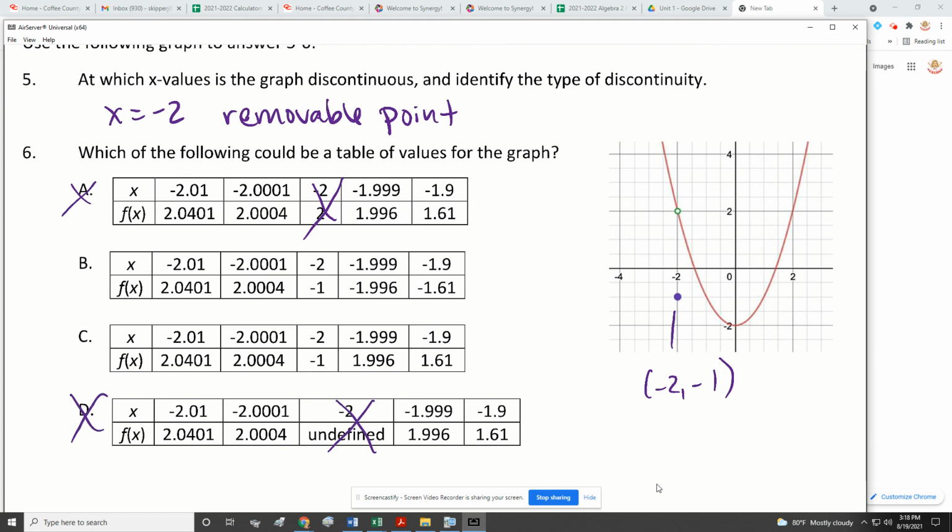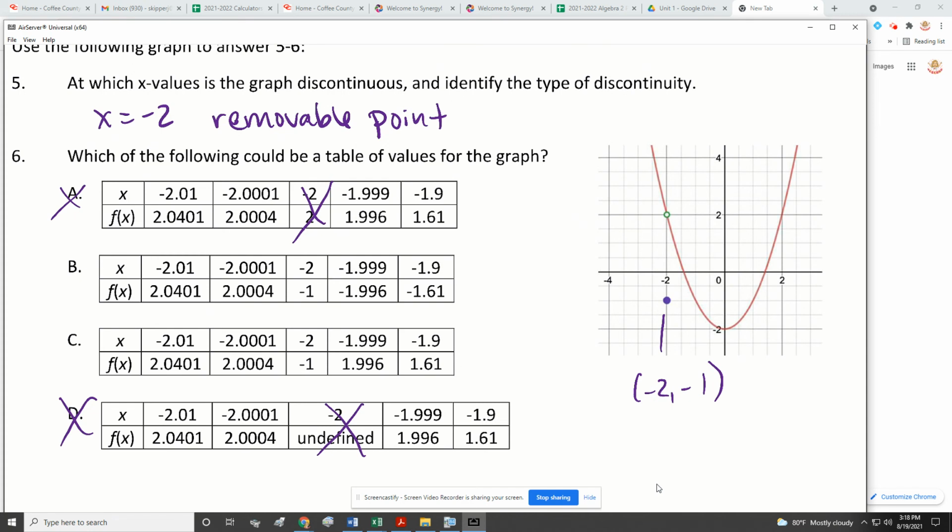Then we need to look at the values that are close to the hole and figure out if they match B or if they match C. So close to the hole on the left side is going to be slightly larger than 2, and on the right side slightly smaller than 2. So that is going to be C.